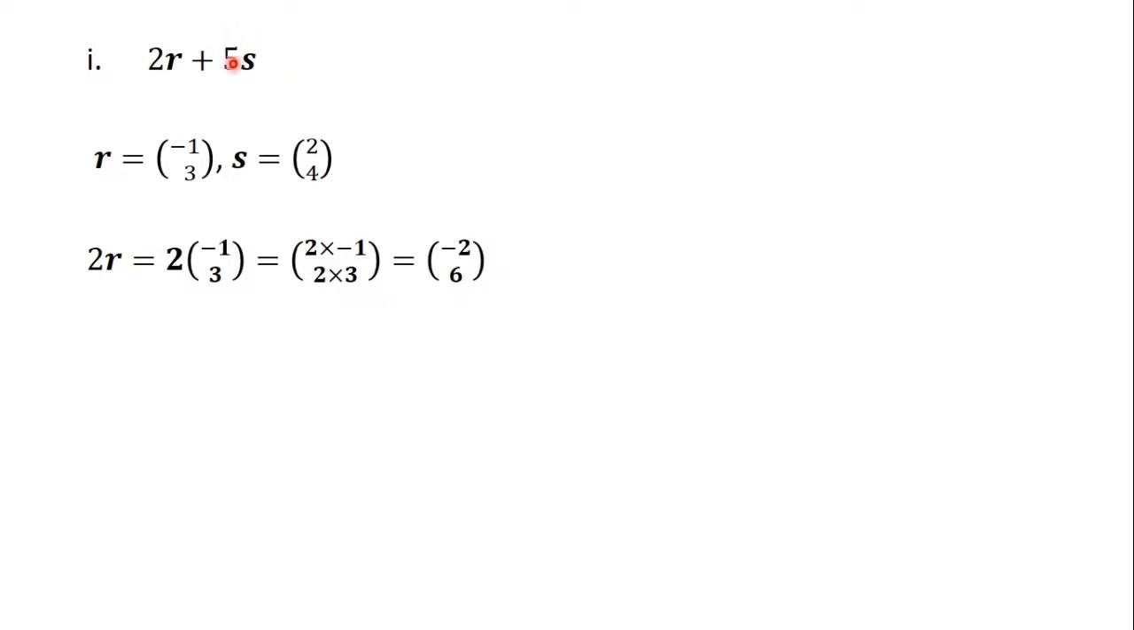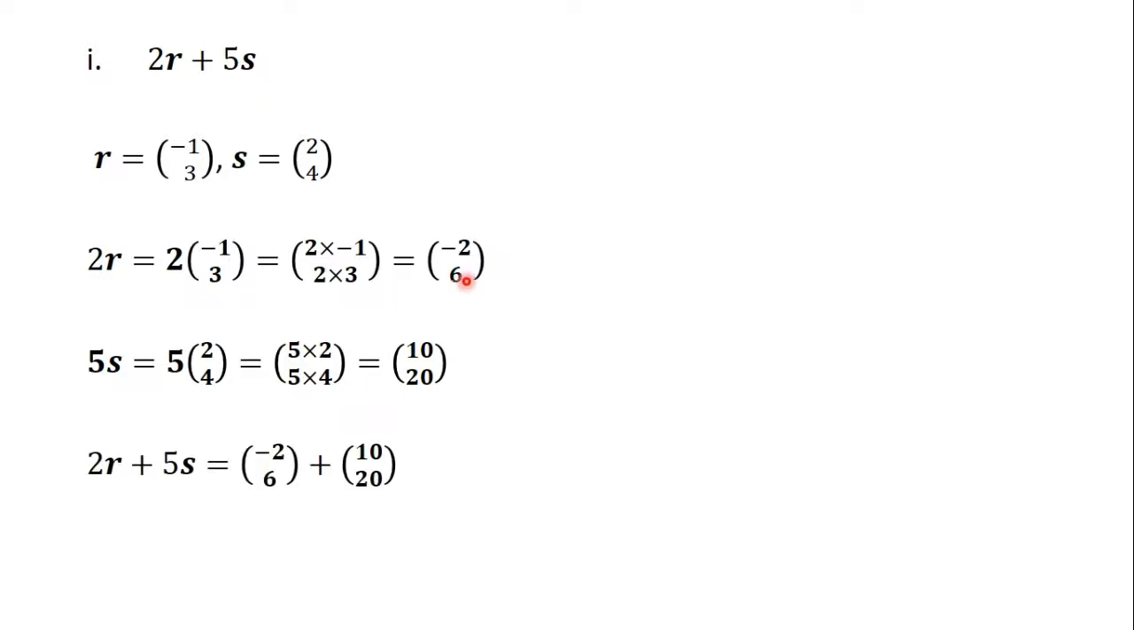The next thing we need to do is to find 5s. So 5s is going to be equal to 5 times the vector s, which is (2, 4). So 5 times 2 will give us 10. 5 times 4 will give us 20. The question says we should find 2r plus 5s. 2r is (-2, 6). 5s is (10, 20). So we have (-2, 6) plus (10, 20). -2 plus 10 will give us 8. 6 plus 20 will give us 26. So 2r plus 5s is (8, 26).